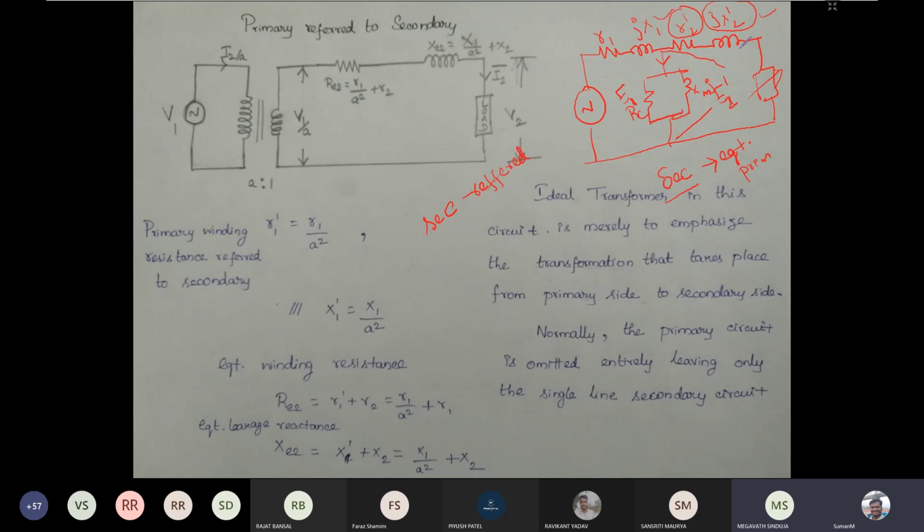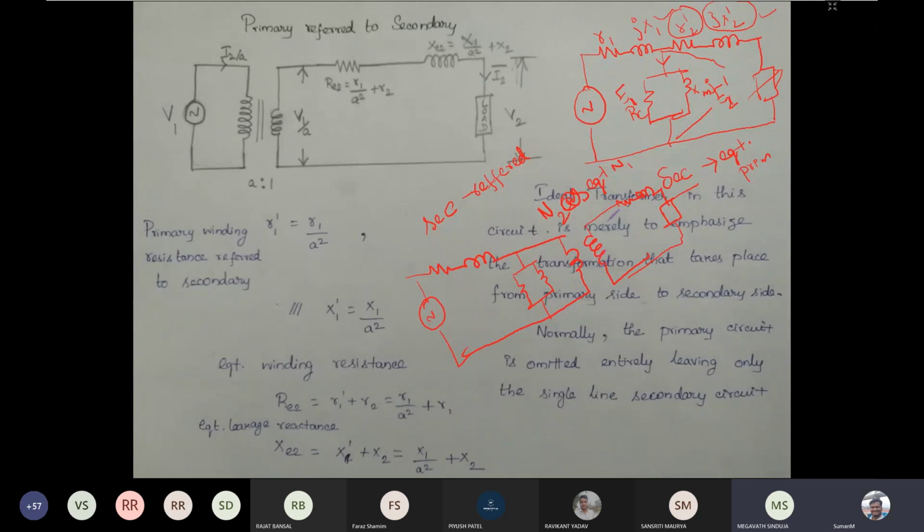Now there is another way. We had a transformer like this. Then we made N2 equivalent to N1. After that only everything started. We made the number of turns on the secondary equivalent to the number of turns on the primary. That's how we had started.